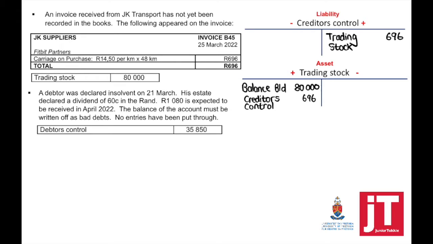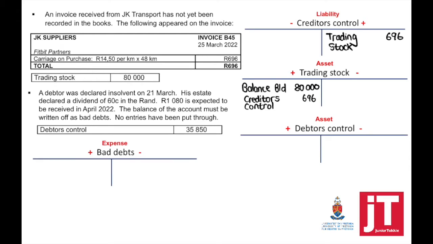A debtor was declared insolvent on 21 March. His estate declared a dividend of 60 cents in the rand. 1,080 is expected to be received in April 2022. The balance of the account must be written off as bad debts. No entries have been made.